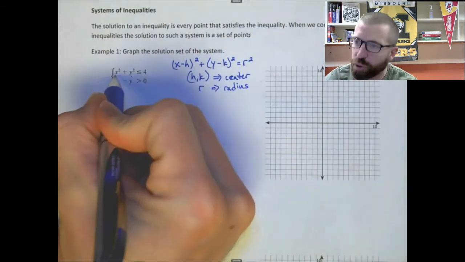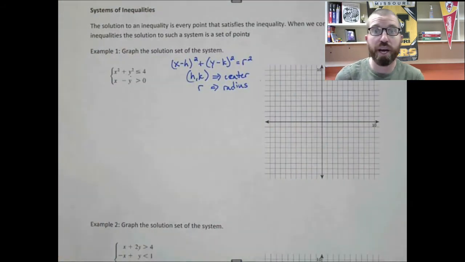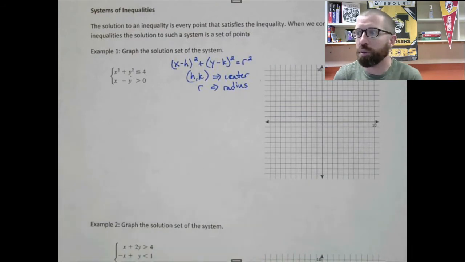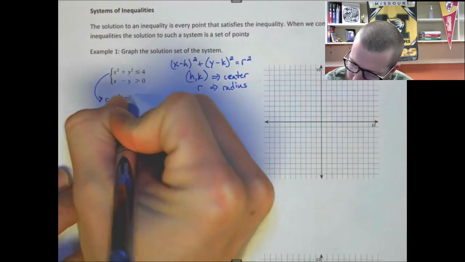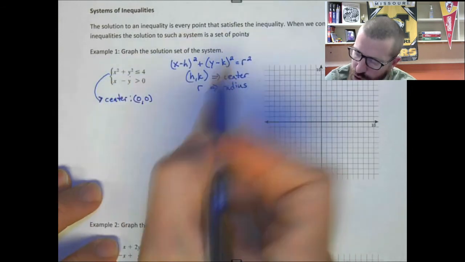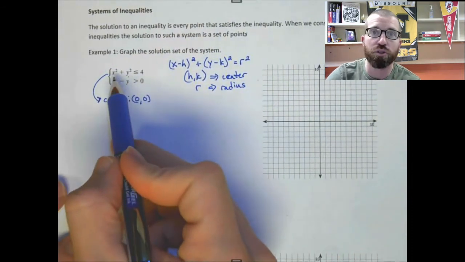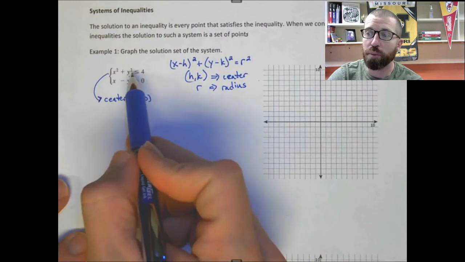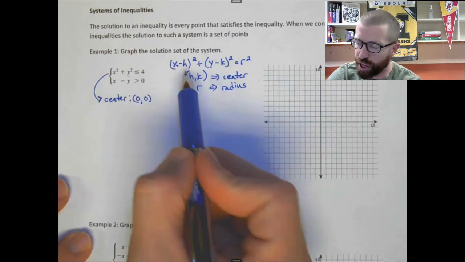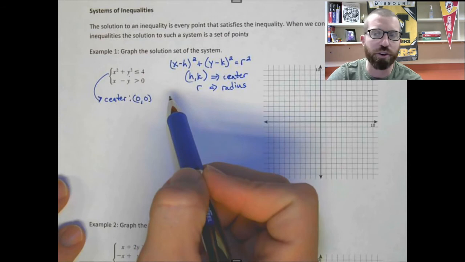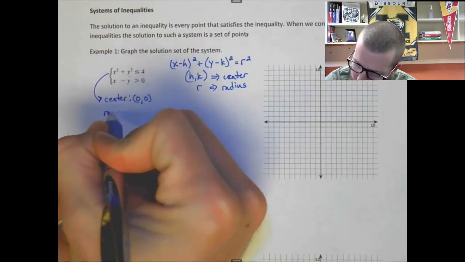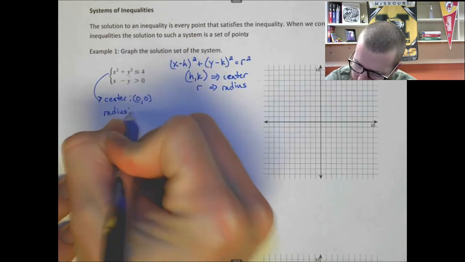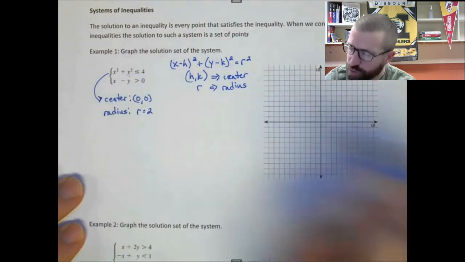So this top equation here is a circle. It follows that pattern of x squared plus y squared is equal to r squared. And the center is (0, 0), because there is no number inside the parentheses that would move the circle left, right, or up, down. So the center is (0, 0) because h is 0 and k is 0. There's nothing added or subtracted. And then for the radius, you have to take the square root of 4. So you get a radius of 2.